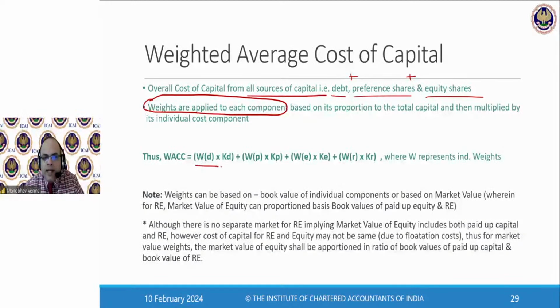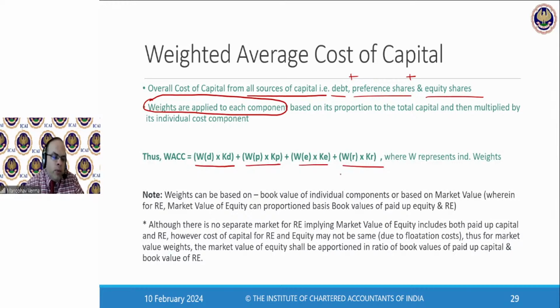That is, weight of the debt into cost of debt, weight of the preference shares into cost of preference shares, and so on. Now, some people ask me this question, sir, that in some questions they have mentioned cost of debt and tax rate separately. I think you have to be smart enough to identify whether it is an interest rate mentioned or a post-tax cost of debt, because cost of debt has to be net of tax, right?